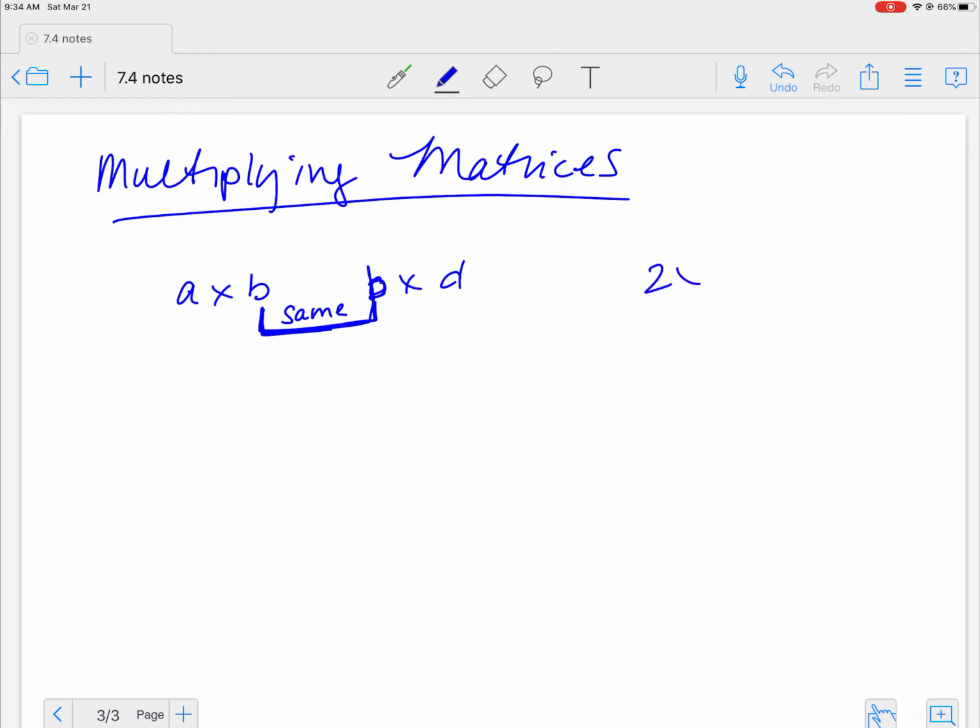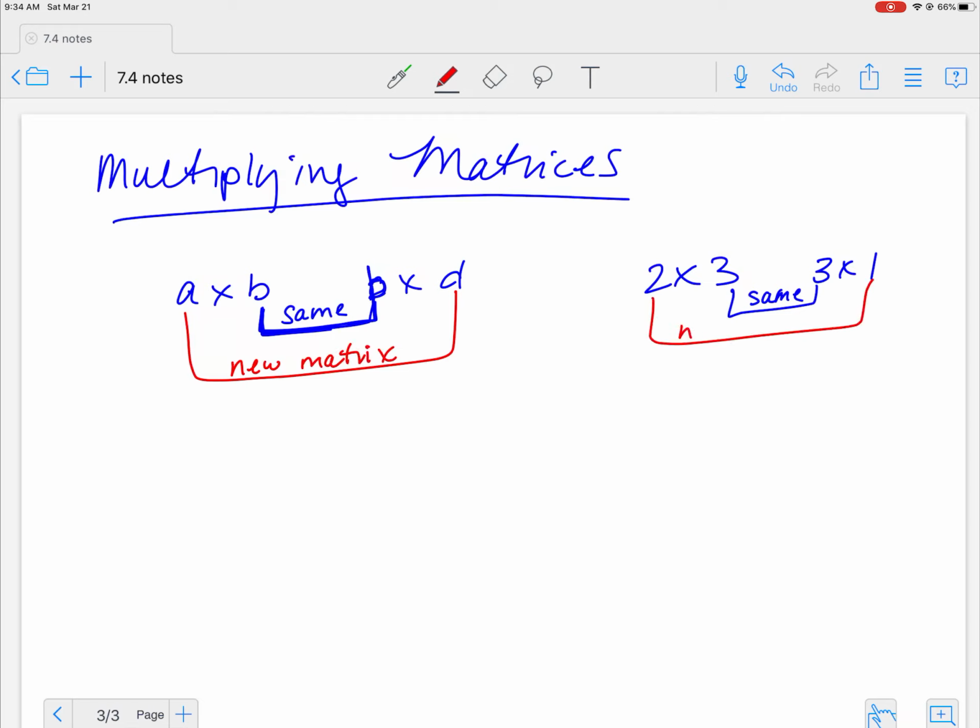For instance, if I have a 2 by 3 and a 3 by 1, as long as these are the same, that's the key. If those are the same, then you can match it. The outside dimensions are going to be the dimensions of your new matrix. So as long as the insides match up, then the outsides are going to be your new matrix. That's all there is to it.